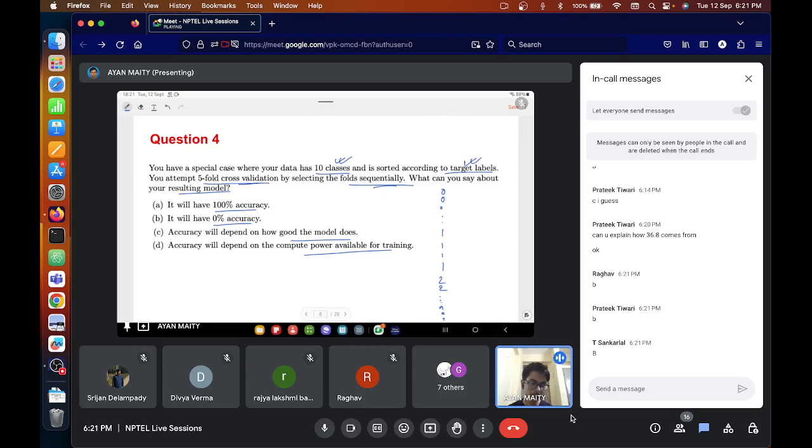So Raghav is saying option B, Pratik is saying option B, Sankar Lal is also saying option B. So I've got 3 answers. All 3 answers are option B, 0% accuracy. Anyone else?